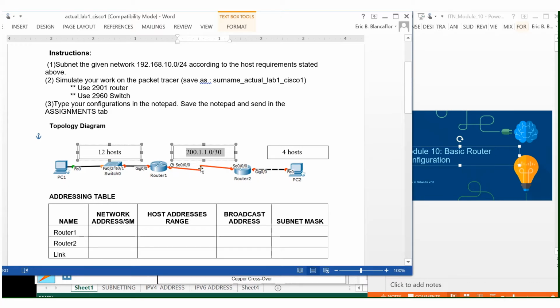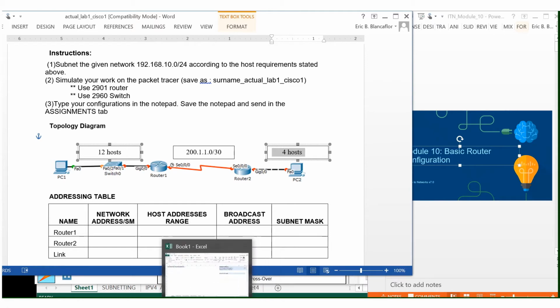Okay. And then we have this cable here, the serial provided by a telco, say PLDT, and the connection between these two routers using this serial interface needs to have a separate network for that. So like in this case, this is the assignment, 201.1.0/30. Okay. So in here, we are to subnet this given 192.168.10.0, and one subnet we are to assign here in router 1, the other subnet we are to assign here in router 2. Okay. So let's work on the subnetting.